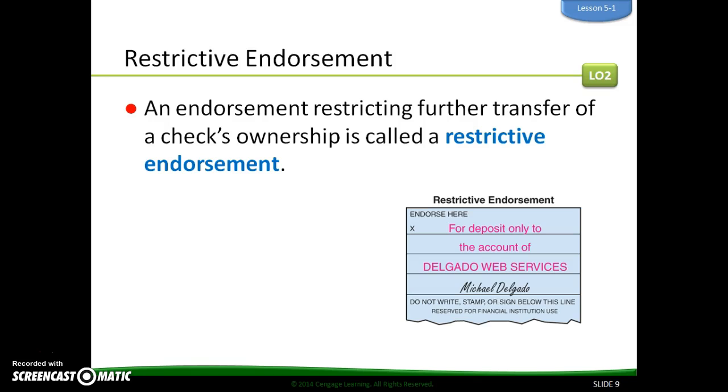The only time you ever really want to use a blank endorsement is when you're at the bank and you're ready to actually turn the check right over to the hand of the banker who's going to cash it for you. Other times, you want to use either a special or a restrictive endorsement.